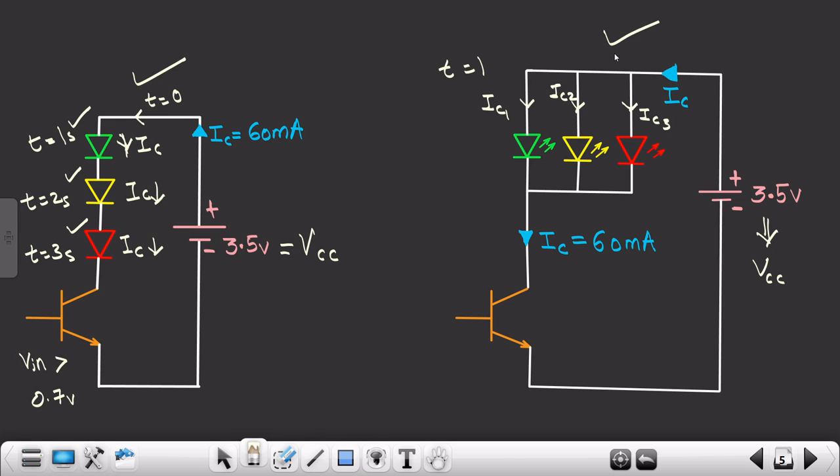Why? Because we'll see after some time why we are selecting this one and not this. These LEDs will switch on and off one after another, like green will glow, then red, then yellow, then red. Over here all three LEDs will glow at the same time. And the reason we will see when we simulate this circuit.